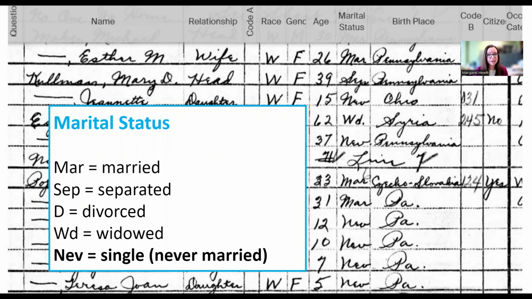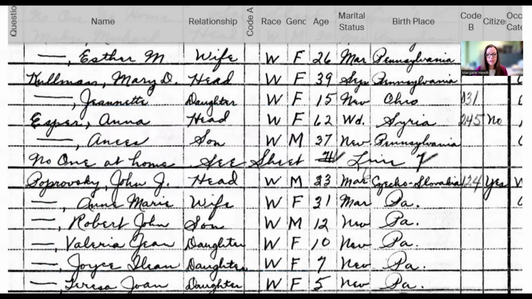So instead of a capital letter S for single, everyone who is unmarried, either because they are an adult who hasn't married or they are a child, is going to say NEV. The column for birthplace will simply write out the state or country that that individual was born in. So here we see folks born in Pennsylvania, Ohio, Syria, and Czechoslovakia.